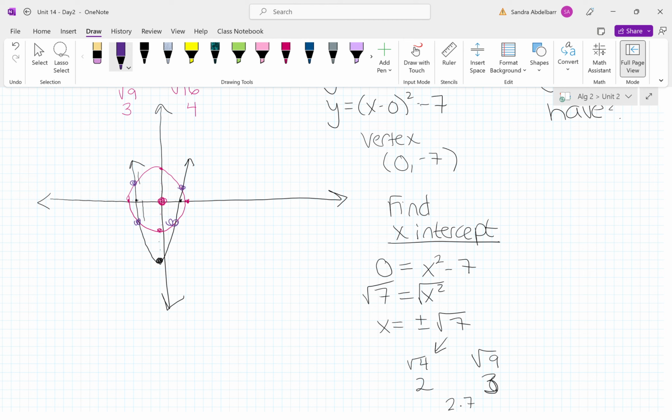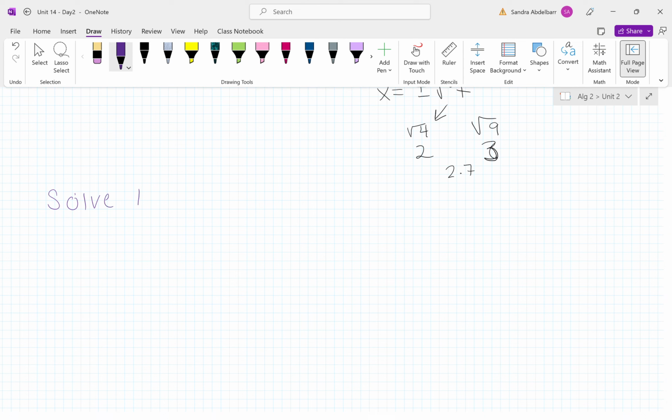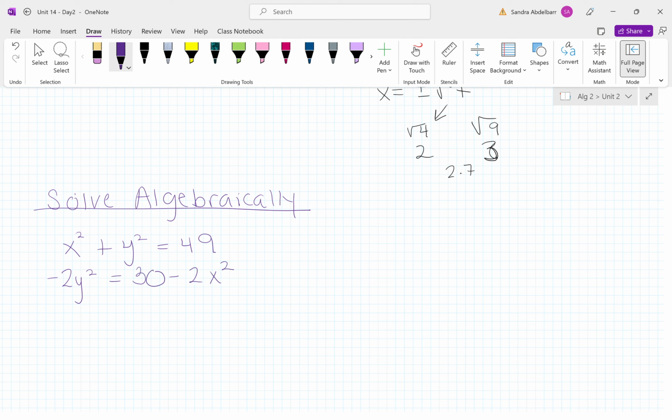Now, no, we're not done. All right, now, here's a nice one for you to solve graphically. Actually, let me solve one algebraically, and then we'll do one graphically independently. Yeah, and then we'll be done. So we're going to solve this algebraically. x squared plus y squared equals 49. And then we have negative 2y squared equals 30 minus 2x squared.